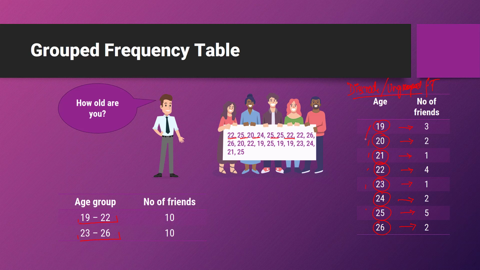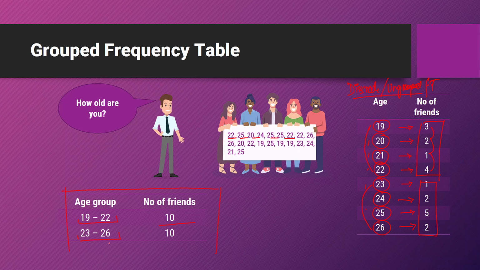That means 19 to 22 is a group, 23 to 26 is a group, and then we count how many people fall in this particular range. That means how many people, right? 3 to 5, 5 plus 1 is 6, 6 plus 4 is 10. So that means 10 people have age between 19 to 22, right? Similarly, 10 people have age between 23 to 26.